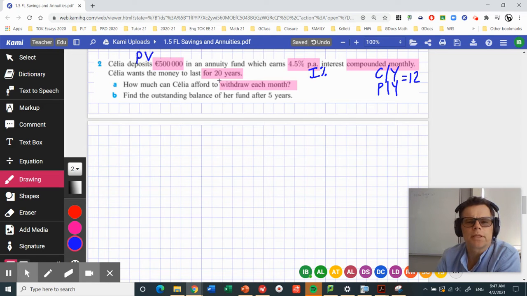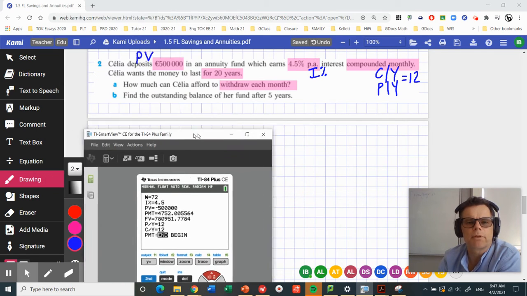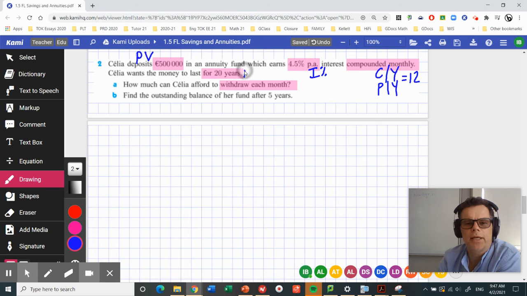She wants this money to last for 20 years. So we go to the calculator, and 20 years. Well, we haven't got a number of years. We've got a number of compounds. So we have to be a bit clever here and say, well, this is n, and it's 20 times 12. Why times 12? Because of the monthly compound. So there's the link over there. So you've got to link these two pieces of information.